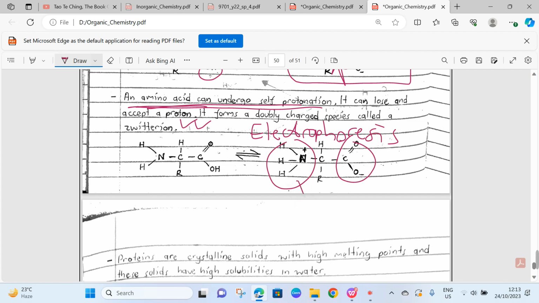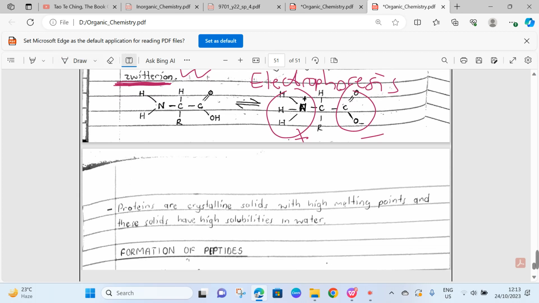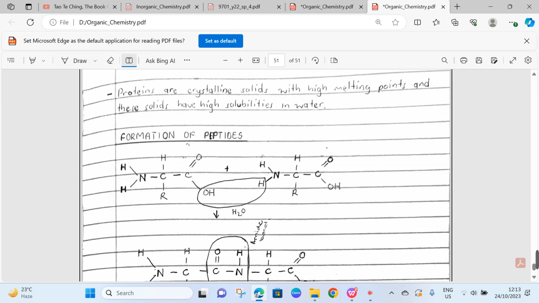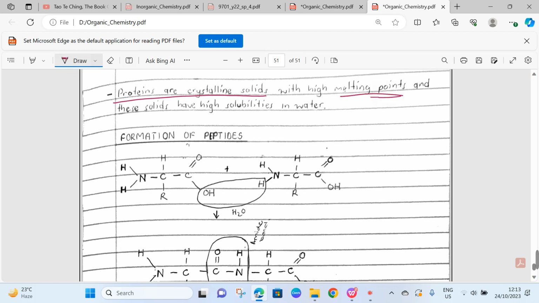It's positively charged on this side and negatively charged on this side. That's what you're just supposed to know. But I'm going to make a separate video on electrophoresis, where I'm going to talk more about these Zwitter ions. Very interesting topic. It will be supplementary to this topic. Okay, let's move on. What you're supposed to understand and know is that proteins are crystalline solids with high melting points, usually solids, and they have high solubilities in water.